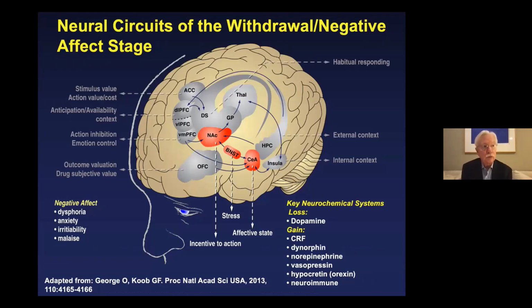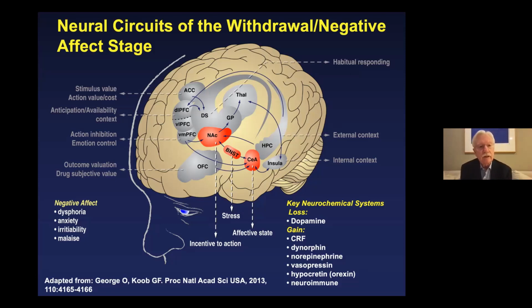Let's move to another source of reinforcement and another series of changes in neuroadaptation that involve the withdrawal negative affect stage. And this involves now the extended amygdala, which I'm going to argue is the central nucleus of the amygdala and the bed nucleus of the stria terminalis. And now I've turned the nucleus accumbens red, because the shell of the nucleus accumbens in particular is an accessory area to the extended amygdala, and it shares neuroanatomical connections and neurochemical makeup with the bed nucleus of the stria terminalis and the central nucleus of the amygdala.